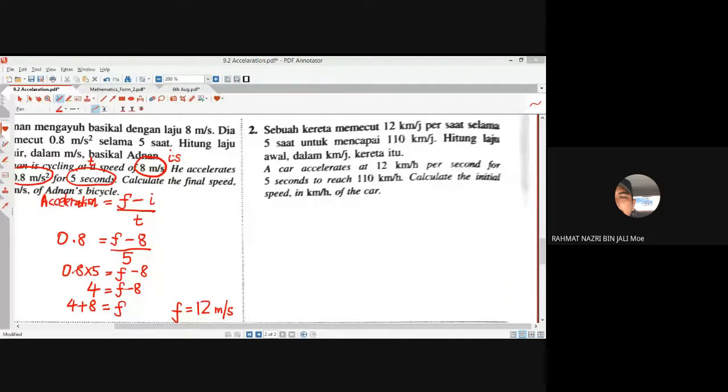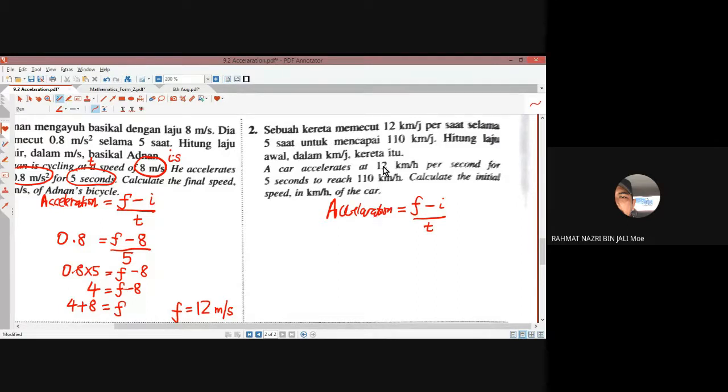km per hour. Okay, betul Gloria, bagus. Jadi macam mana buat? Saya akan tunjukkan. Saya rasa ramai yang dapat buat ini. Firstly, write down the formula. First, acceleration is equal to final minus initial divided by t. And then we substitute one by one.